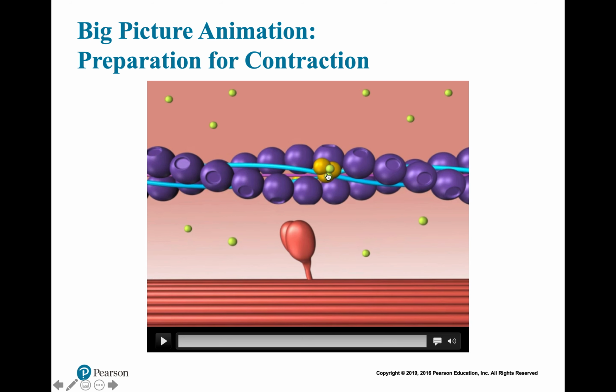So calcium, these little green ions, bind to troponin, and that changes the shape of troponin, and it slides tropomyosin out of the way. And so now all of a sudden, the actin active sites are exposed, and myosin can bind.